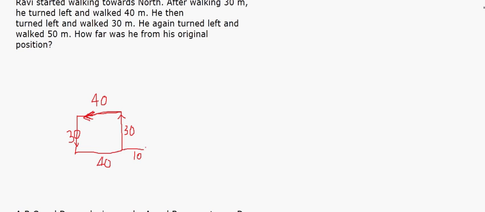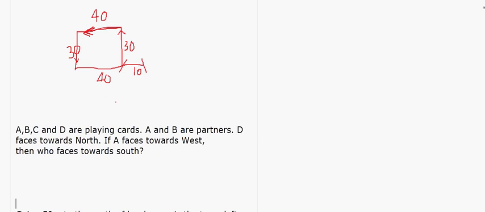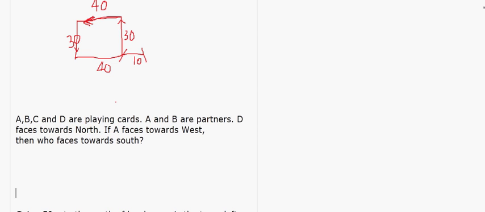How far is he from the original position? So original position was this, final position was this. So he is 10 meters away from the original position. You have to keep in mind the concept of left and right here as well. Only then you would be able to solve this question. So let's go to next question. This is very different from what we have done in the previous two examples, but nevertheless it's an interesting thing.